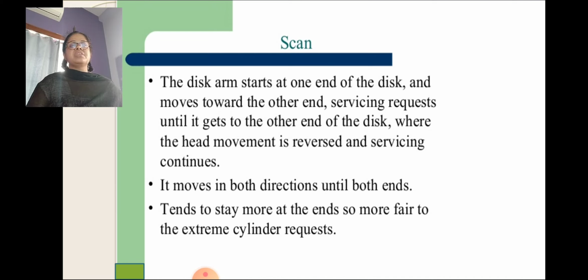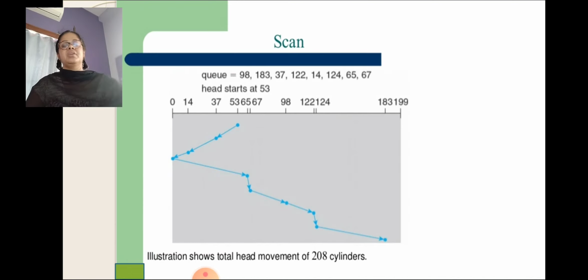If a request arrives in the queue just in front of the head, it will be serviced almost immediately. A request arriving just behind the head will have to wait until the arm moves to the end of the disk, reverses direction and comes back. This is the diagrammatic representation of the SCAN algorithm, or elevator algorithm.